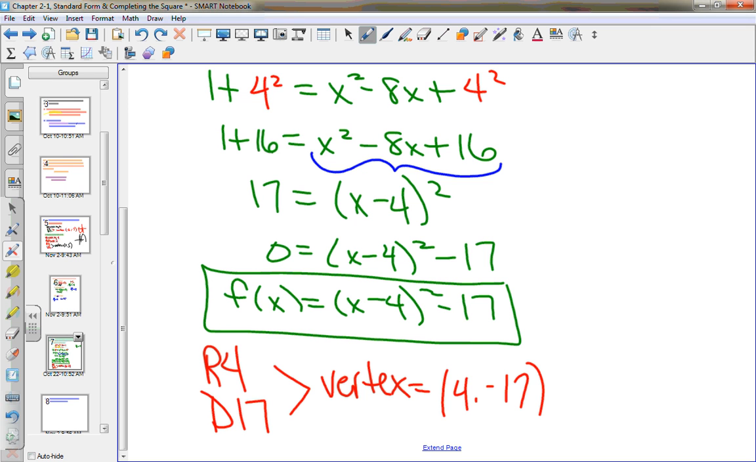You do not have to write down right 4 and down 17, but I strongly suggest doing that because your brain instinctively is going to say, well, that's moving it to the right, so what's it doing vertex-wise? If yours doesn't, I'm okay with that. Okay, do we get this part right here? I'll do the next one.